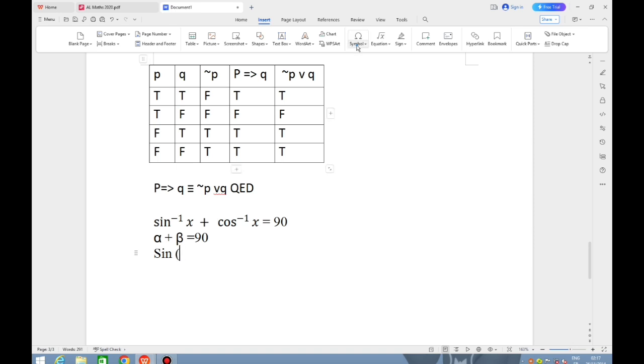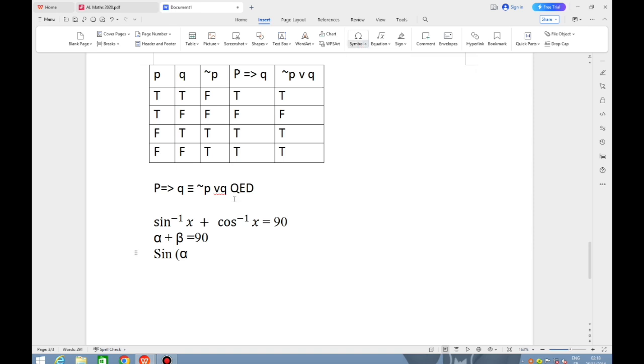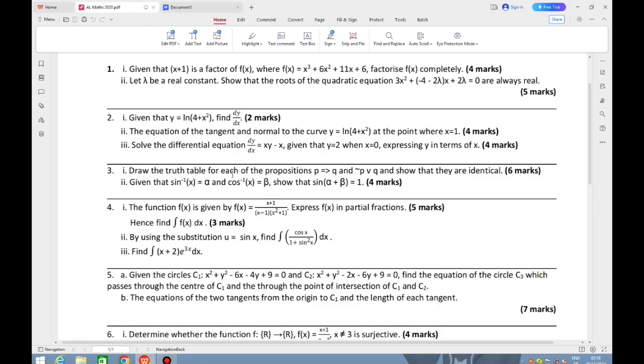So that's sine of alpha plus beta is equal to sine 90, and sine 90 is equal to 1. So this sine of alpha plus beta is equal to 1, as required. That's it for question 3.2, and that's it for question 3 as well.